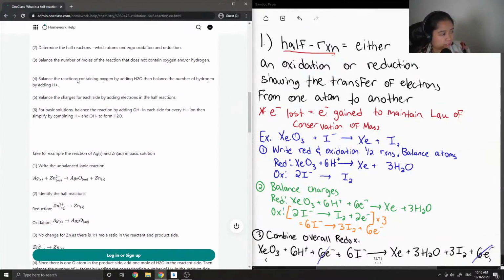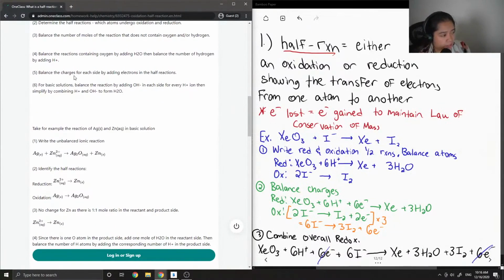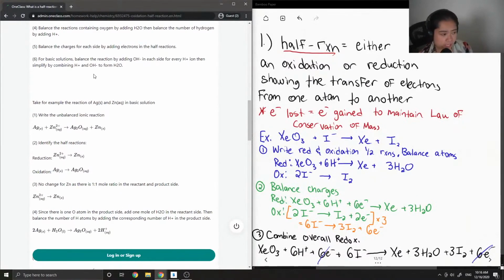But anyways, step 5, balance the charges for each side by adding electrons in the half reactions. Oh, here it is. So 6, for basic solutions, balance the reaction by adding OH minus in each side for every H plus ion. Then simplify by combining H plus and OH to form H2O. Yeah, so this is what you would do if you were in basic solution. Kind of adds some extra steps.